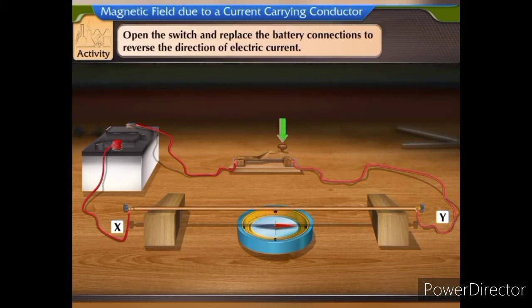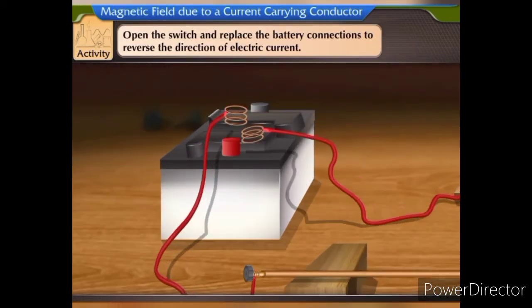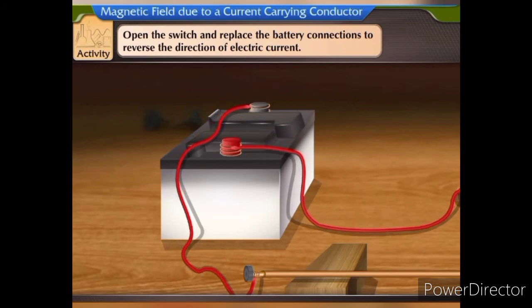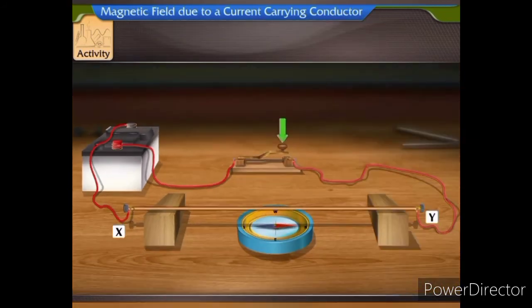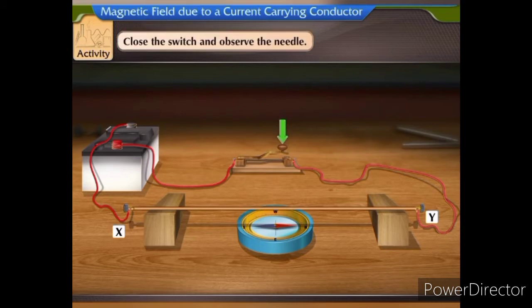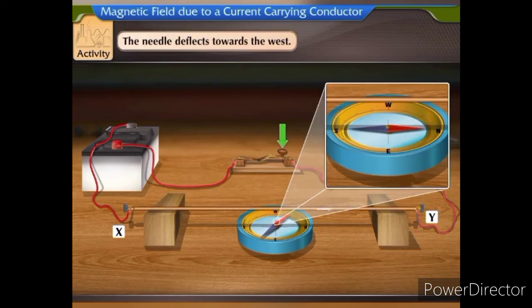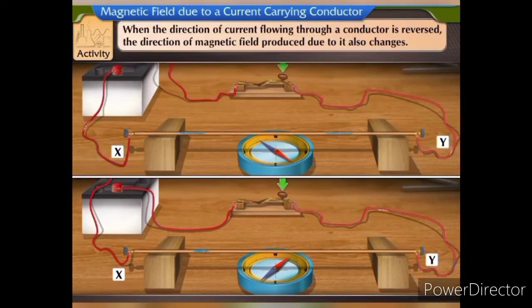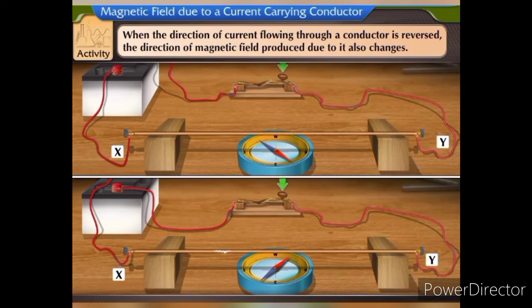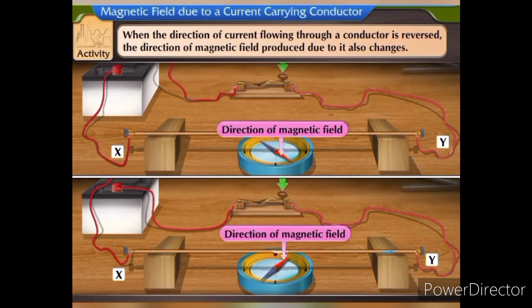Now, open the switch and replace the battery connections to reverse the direction of electric current. Do not disturb the position of the switch, compass and straight wire. Close the switch and observe the needle. You observe that the needle deflects towards the west. This implies that when the direction of current flowing through a conductor is reversed, the direction of the magnetic field produced due to it also changes.